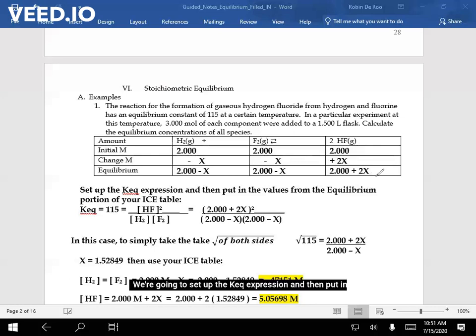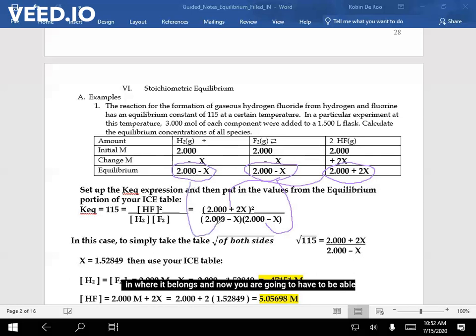We're going to set up the Keq expression and then put in the values from the equilibrium portion of your ICE table. Our Keq was 115. It's products over reactants. Remember that this was your coefficient. And then this is our equilibrium expression. We put each value in where it belongs.